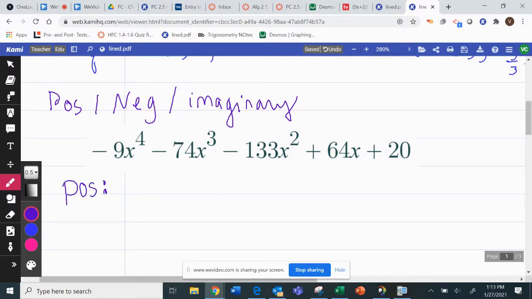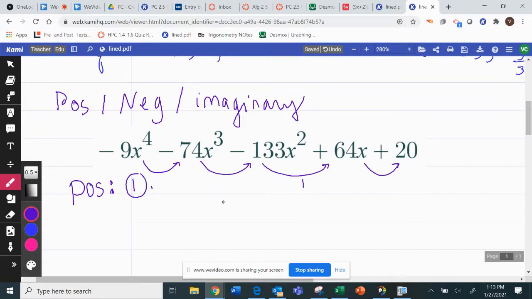So remember, for positive, we're going to look between each term and see where they change from negative to positive or positive to negative. Anytime we have a sign change. So from negative 133 to positive 64, that is a sign change. From positive 64 to positive 20, that's not a sign change. So I only have one positive. And remember, that's a max. I might have 0 positive. That's a maximum.